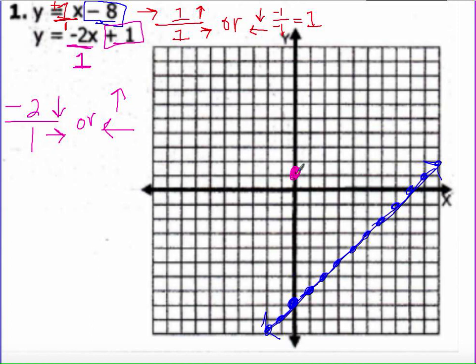If I'm going down 2 and right 1, I'm going to repeat that pattern. Down 2, right 1, down 2, right 1, down 2, right 1. Keep repeating it as far as I can go. If I want more the other way, I could go up 2 and back 1. Just make it really accurate here. So here's my other line.